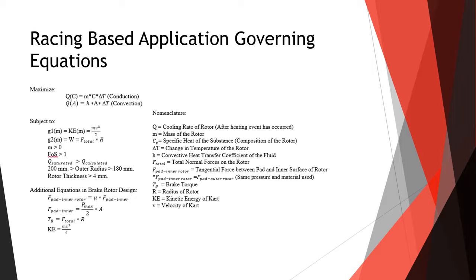Now I chose to include some of the different governing equations to better understand how I'm developing my inputs and my boundary conditions within this simulation. You can see here that I'm trying to maximize heat transfer. I'm looking at different convective and conductive states that the rotor experiences, and it's subject to these different variables. And like I said before, this will ultimately help me with my inputs as far as how I'm going to set up my simulation within ANSYS.